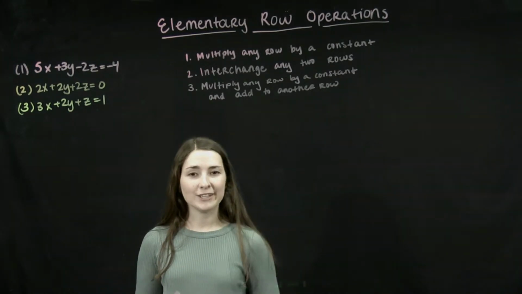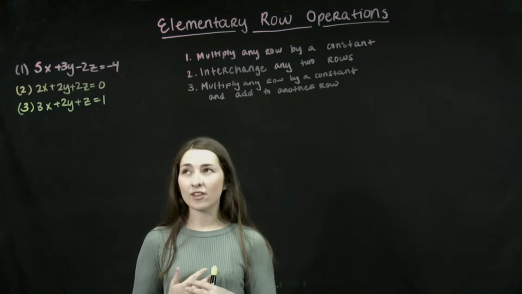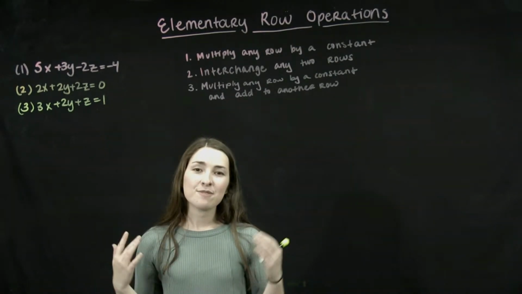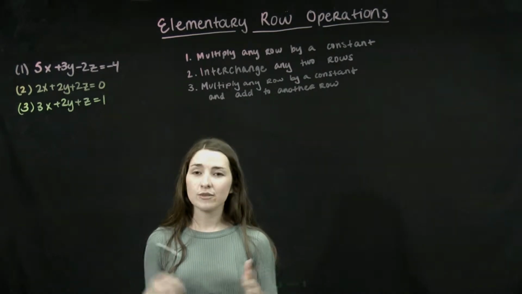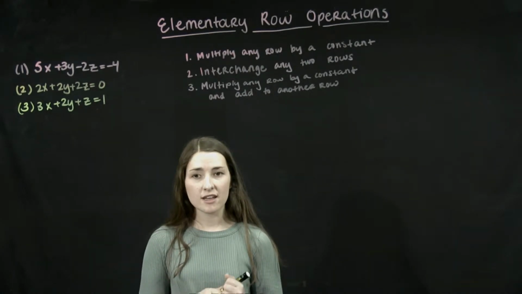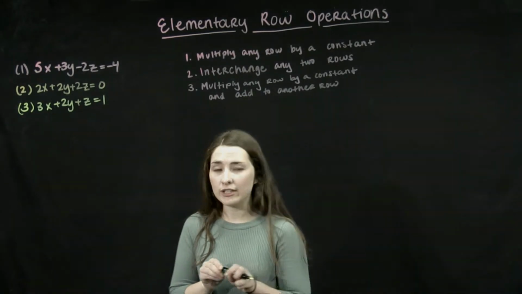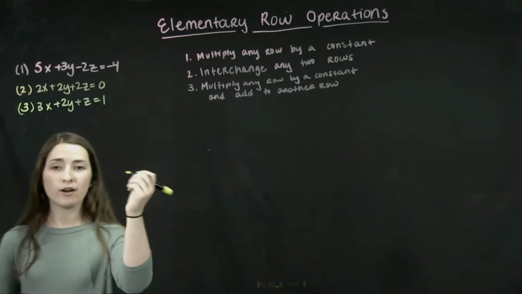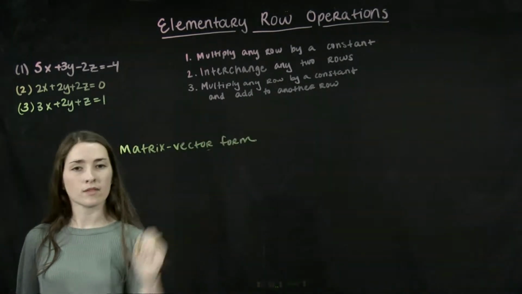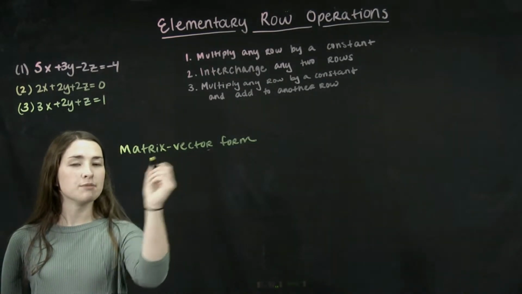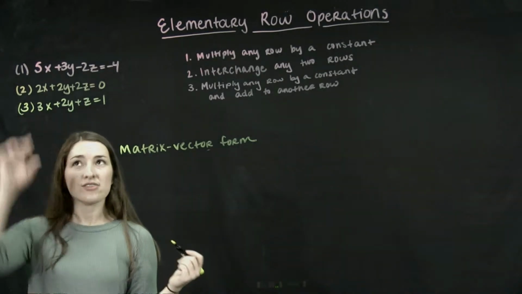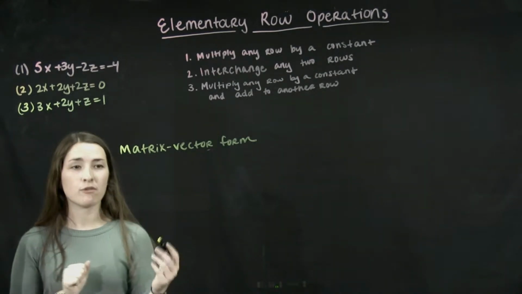So elementary row operations is what's going to be there to help us along the way to solve the mystery as to what x, y, and z are. But before we can use our elementary row operations, we need to figure out how we can represent this linear system using matrices. So with that, we are going to introduce one of our most important things, and that is matrix vector form. As the name implies, we are going to be finding a matrix and a vector that will help us represent this linear system of equations.